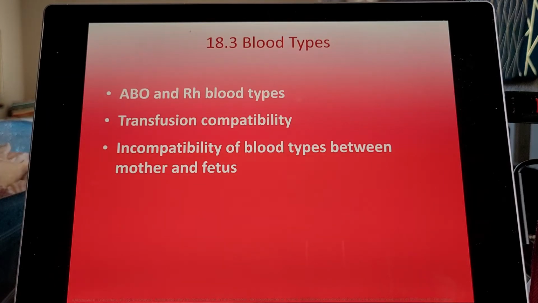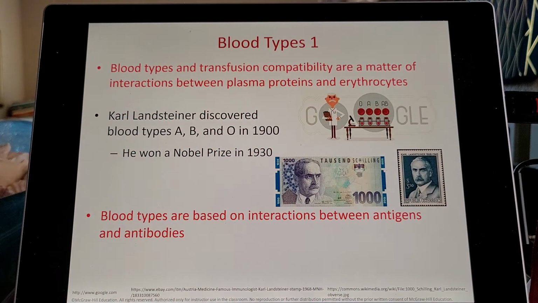And we're back. So this whole section is just going to focus on blood types and how they react with each other. So dealing with being able to get a blood transfusion and how that can interact between a mother and a fetus. So our blood types were determined by Karl Landsteiner. We focus mostly on the ABO blood types because those are our more reactive ones.